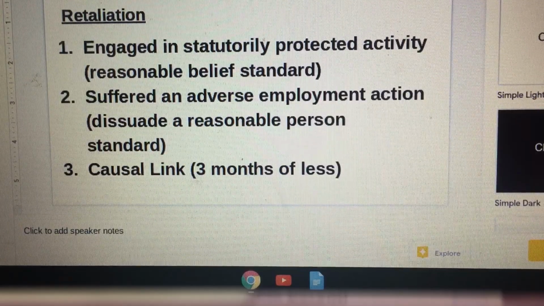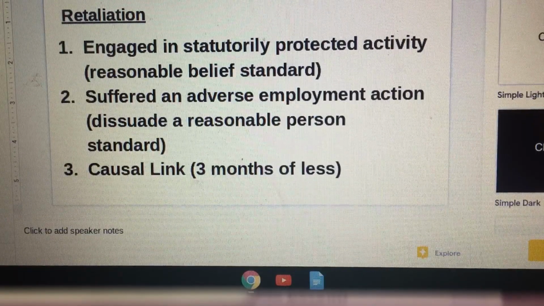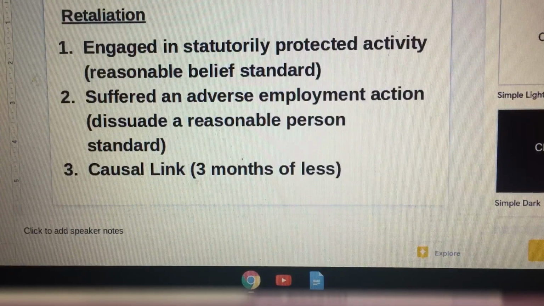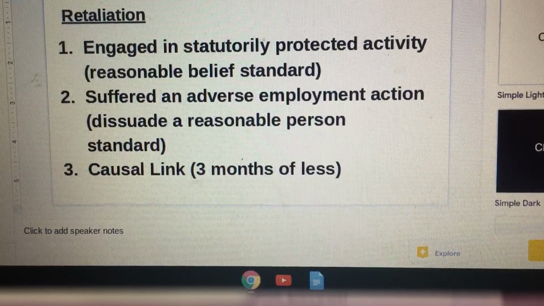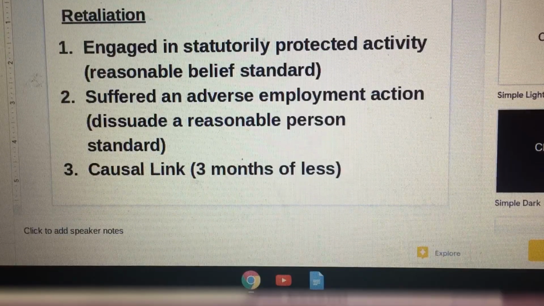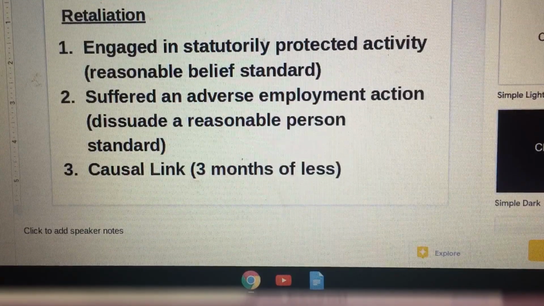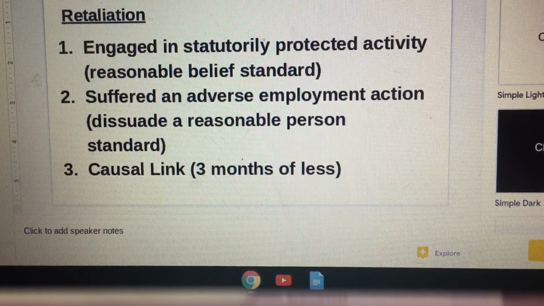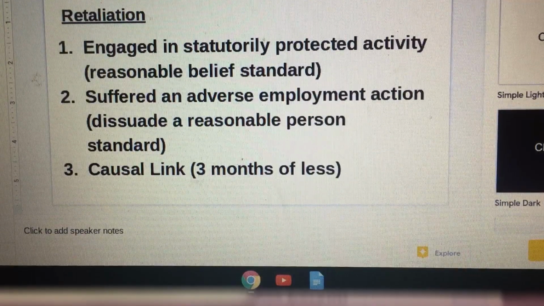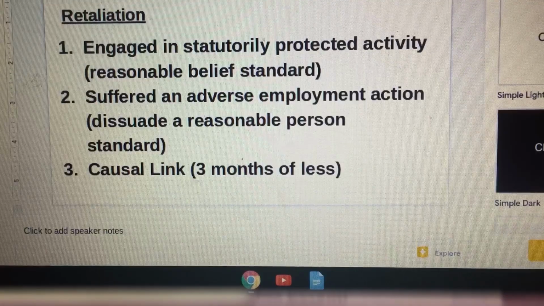The third element that we look at is a causal link. And that causal link, in most cases, courts are looking at, and the EEOC will look at what the courts have done. They're going to look at, okay, 3 months or less between the time that you engaged in statutorily protected activity and the time that you suffered the adverse employment action. And if there's a 3 month or less gap there, then you have a pretty strong prima facie case of retaliation. Prima facie is Latin for on its face or at first sight.